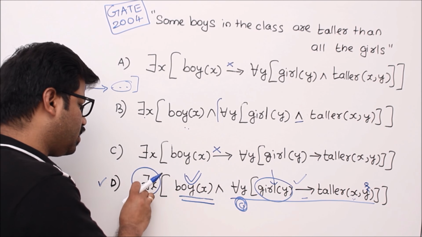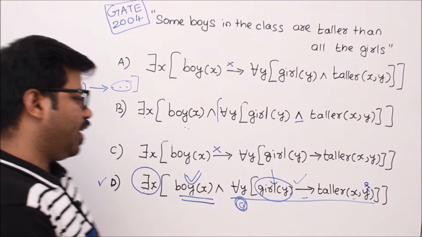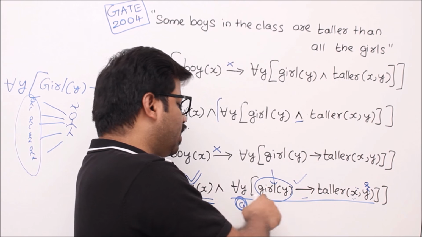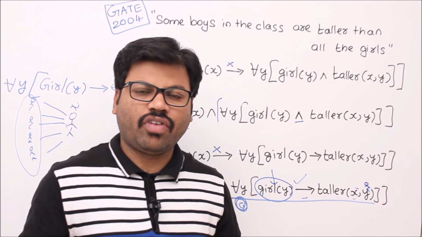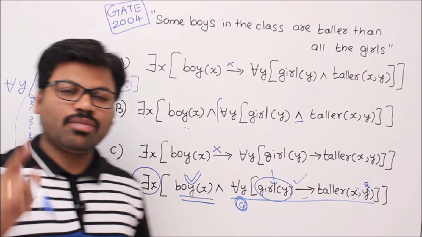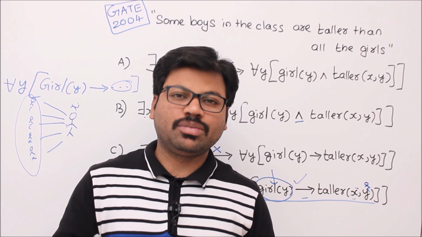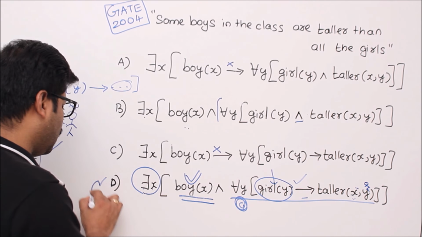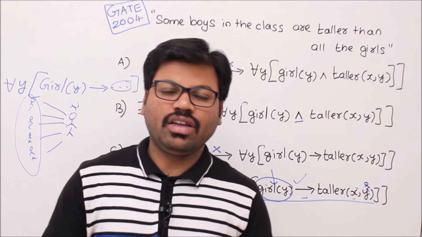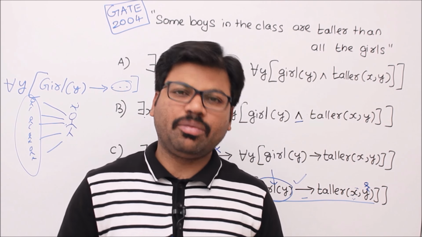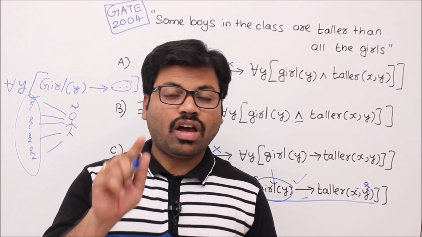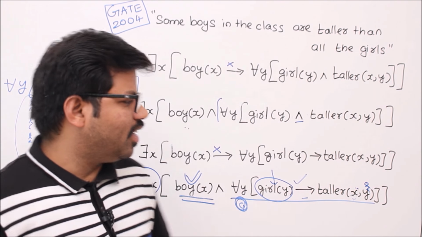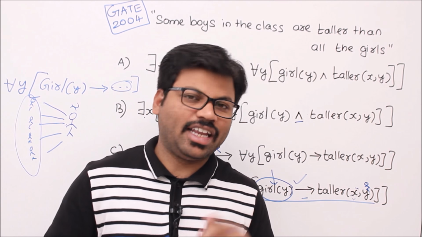That means there is some person in the world who is a boy, and that boy, whenever I substitute here, every girl is shorter than that boy. Finally, I can say that there is some person in the world who is a boy and he is taller than every girl. That's why option D is the right choice. So by understanding in only 50%, still you can answer it. For all goes with implication, there exists goes with and. If you know this thing, you can answer it by the elimination method.